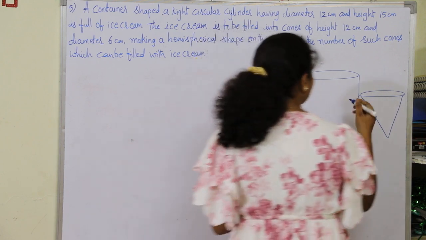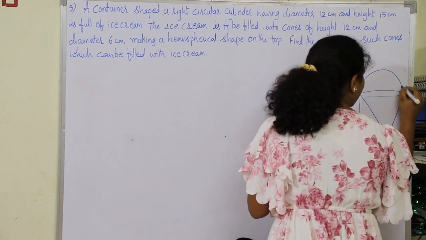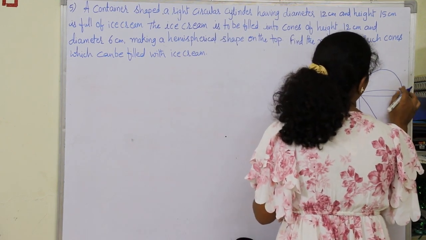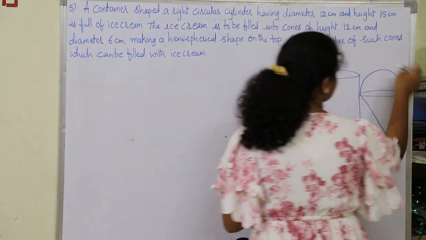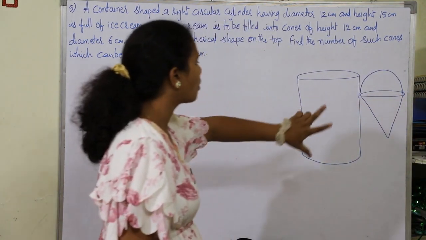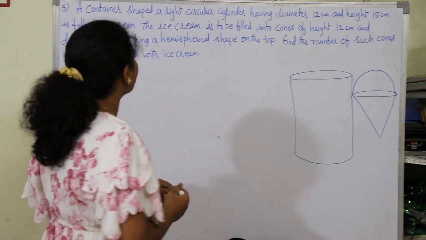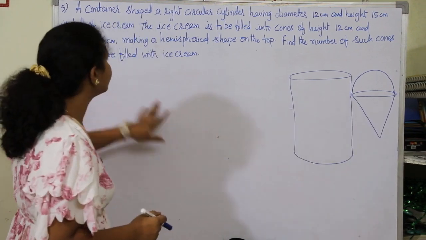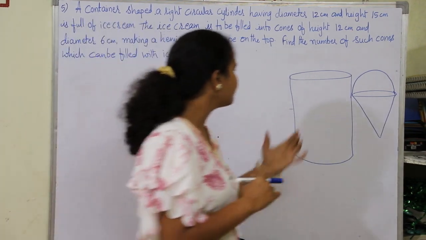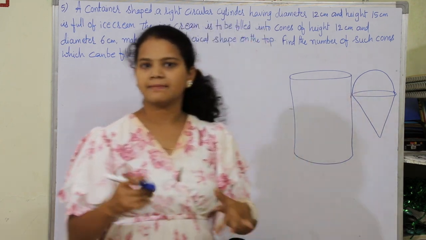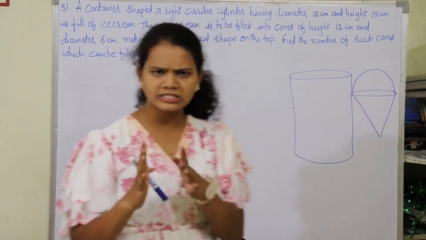Hemisphere mounted. So let me draw a hemisphere over here, something like a hemisphere. So a hemisphere is mounted on the given cone. Now find the number of such cones that can be filled with the ice cream. So how many cones can be filled with the ice cream in the given container? This is the question.